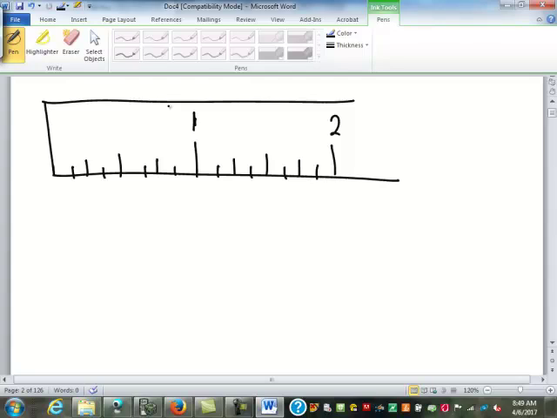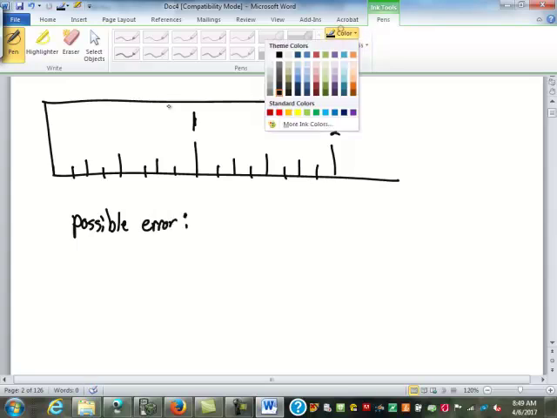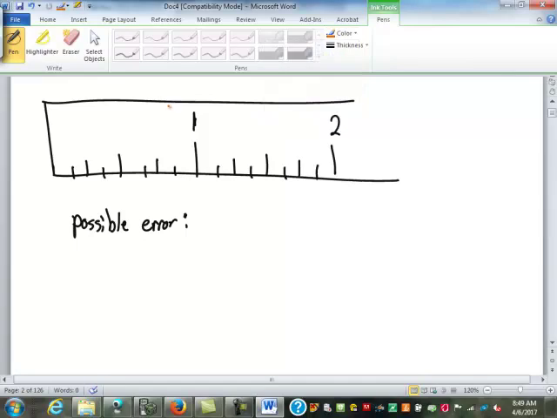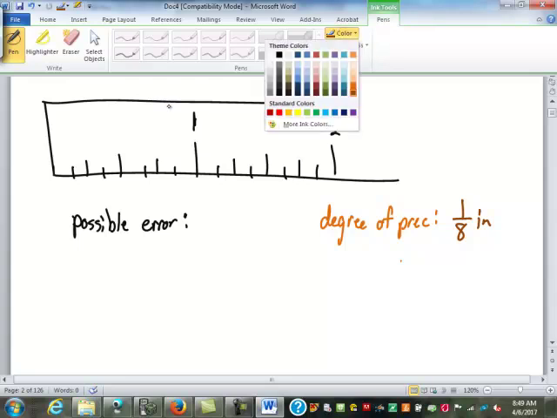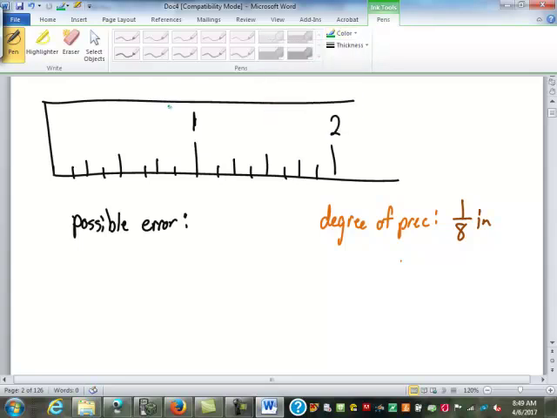So for this one, what is the possible error? Careful. To get the possible error, you have to have the degree of precision first. The smallest division here is 1/8 of an inch. So the possible error is half of that, or divided by 2. 1/8 divided by 2 is 1/16 of an inch. So plus or minus 1/16 of an inch.